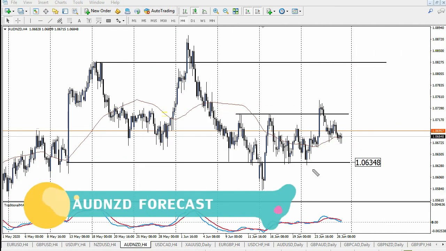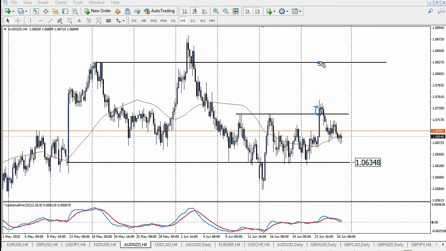So this is Aussie New Zealand. As I told you last week, price might test this level or this level before going down. So price is moving as expected. Price hit this level and created a false breakout to trap retail traders, then price moved downwards. So what will be the next move? The next move of Aussie New Zealand is a downside move. Price may test this level or break this level to test this level before going upwards.